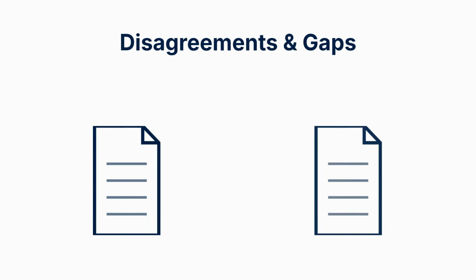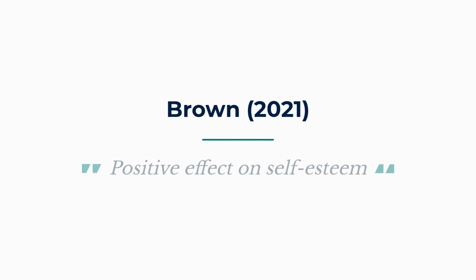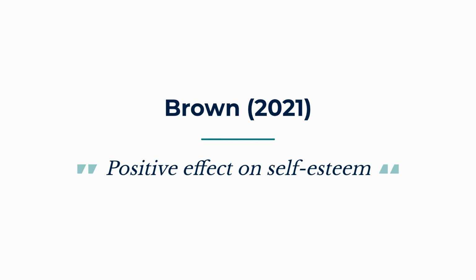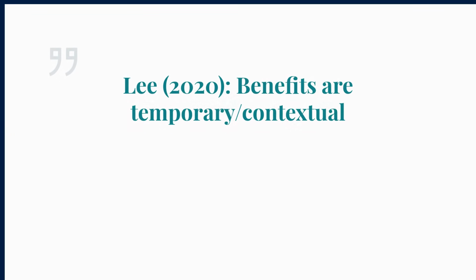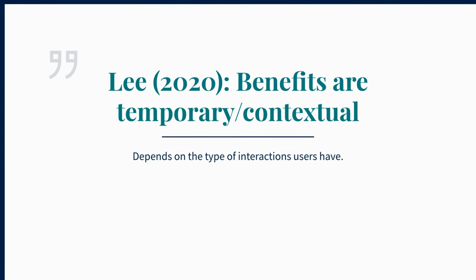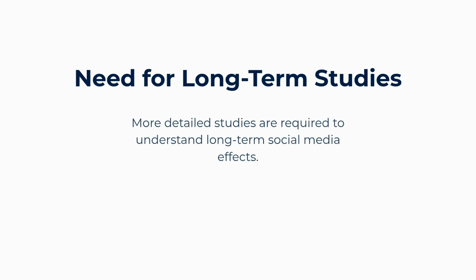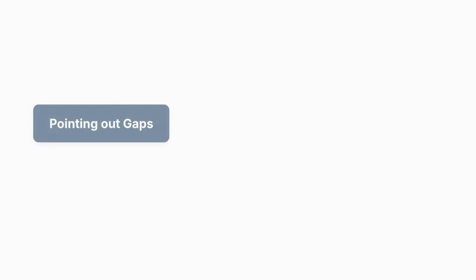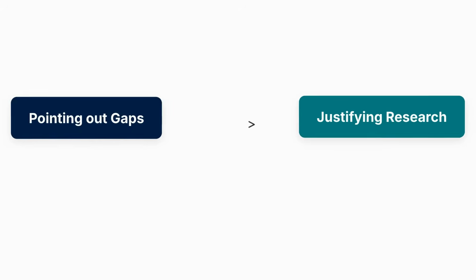It's also important to discuss disagreements or gaps in the existing research. For example, although Brown, 2021, concluded that social media use positively affects self-esteem, Lee, 2020, argued that these benefits are only temporary and depend on the type of interactions users have. This disagreement highlights the need for more detailed studies on the long-term effects of social media. By pointing out gaps or conflicts, you justify your research and show why it's worth investigating.